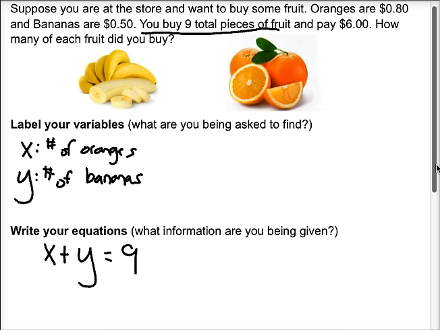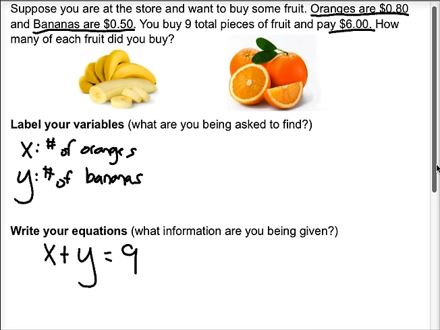Usually in these problems, you're going to get some kind of total. And so you need to know to add your variables together. Now let's look at the other piece of information that's in here. So oranges are 80 cents. Bananas are 50 cents. And I'm paying $6 total. So that's giving us a money equation. So the first one was a number equation. This next one is the money equation, okay? How much I'm spending.